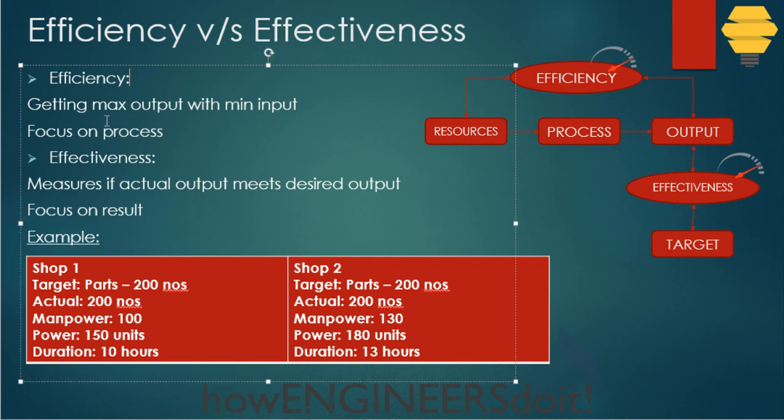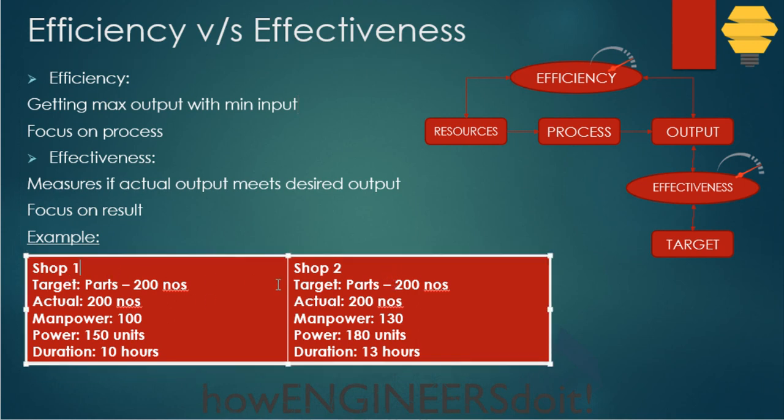In efficiency, it is about getting maximum output with minimum input. So here we are focusing on the process, whereas effectiveness measures the actual output, whether it meets the desired output or not, and this focuses on the result. Now let's try and understand this with an example.